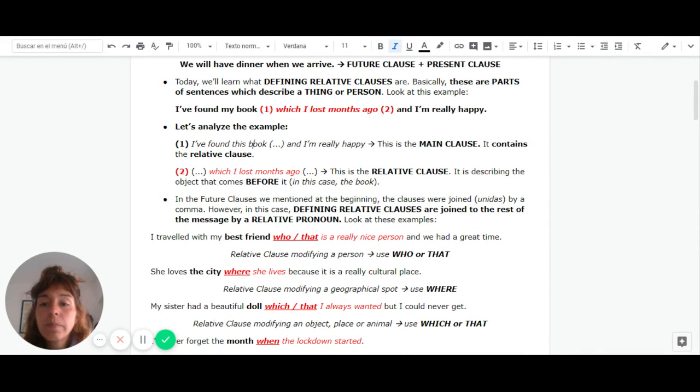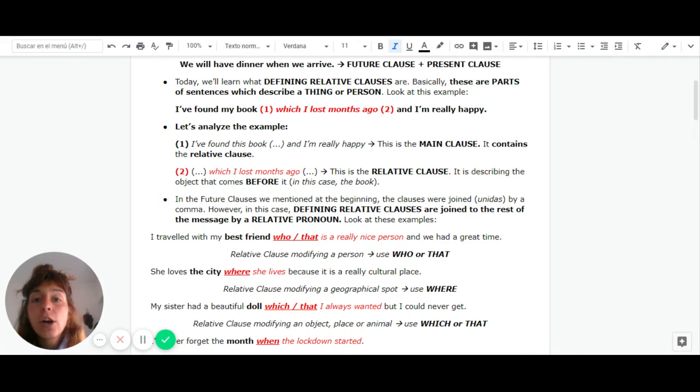So, vamos a analizar un poco esta oración. With the number 1, I mark that. The sentence is really big y tiene otro pedacito metido adentro. Entonces, la oración principal, la main clause, el pedazo más importante de oración, va desde I have found this book and I am really happy. ¿Ok? That is the main message.